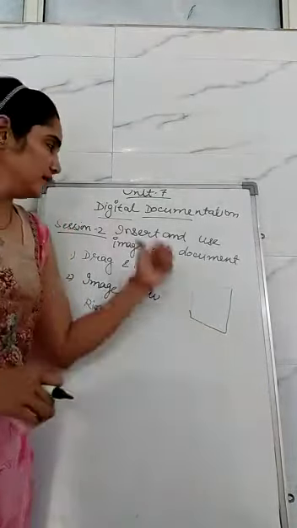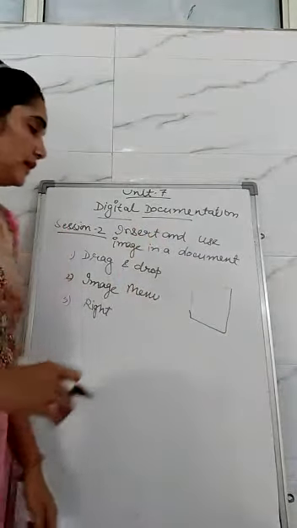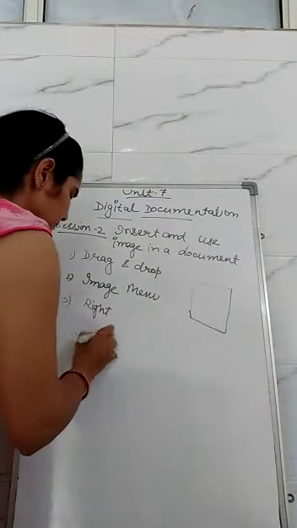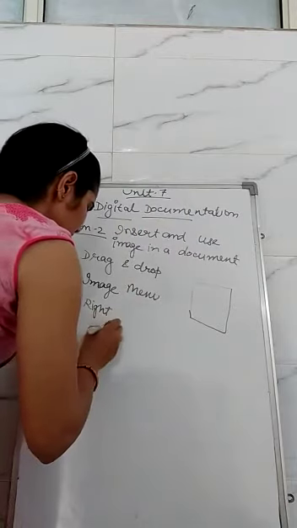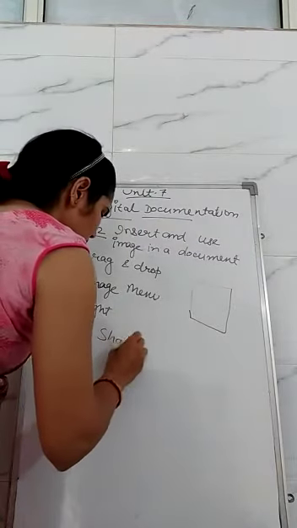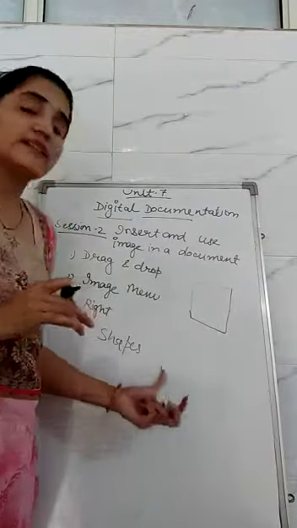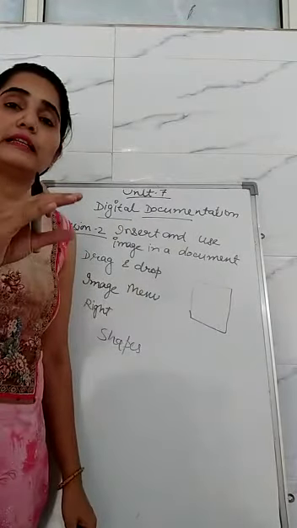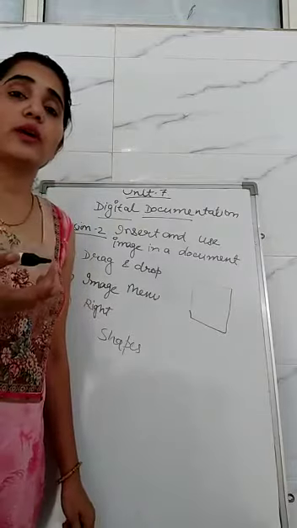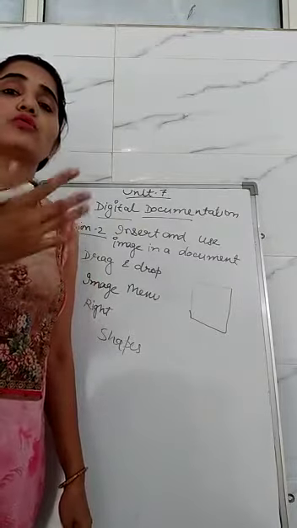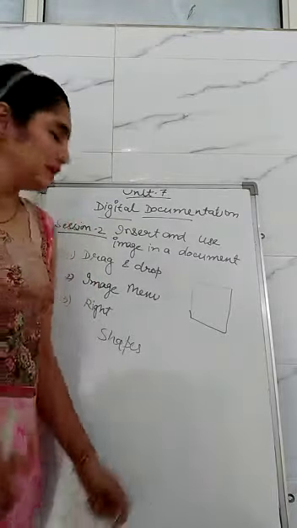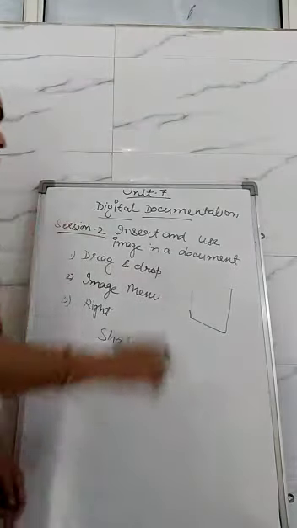And the next topic in the same session is how to use the symbols. Symbols, or you can say shapes. In LibreOffice Writer there is a separate section to insert the shapes. We can insert multiple shapes according to our requirement. And we can also change the color and fill these shapes with color.